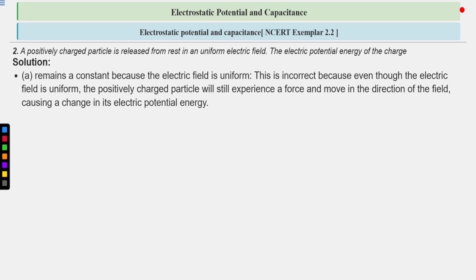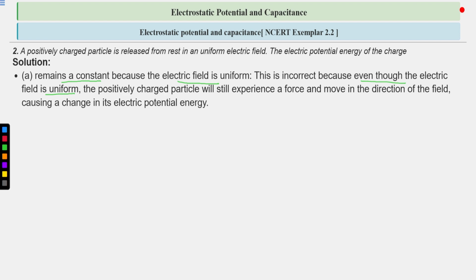Okay, why is option A incorrect? Option A was that it remains constant because the electric field is uniform. This is incorrect because even though the electric field is uniform, the positively charged particle will still experience a force.